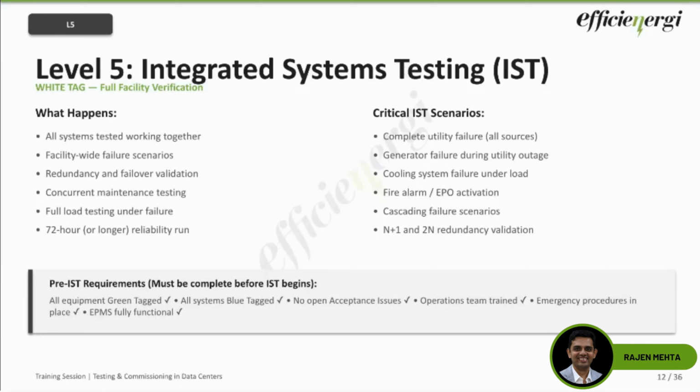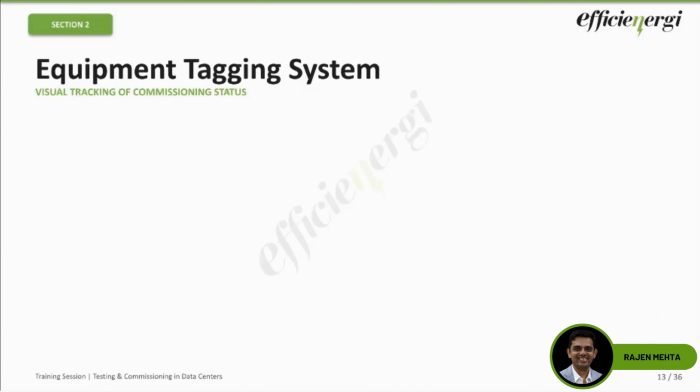Now we will look at the tagging system very briefly. What does the typical tagging system look like, and how does the equipment transition during these levels? I've already spoken to that, but very quickly we'll go through this. This is called a physical tracking system, right?